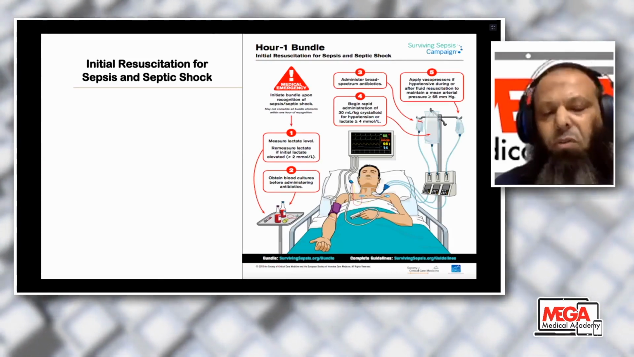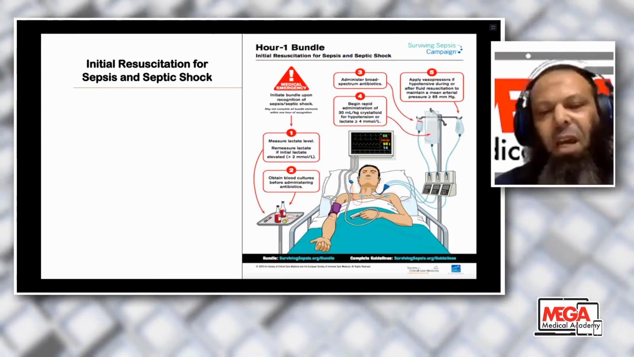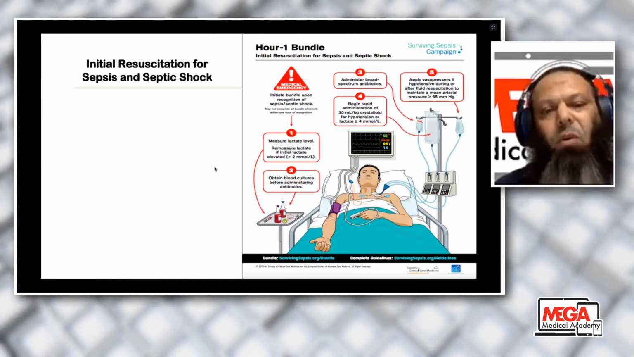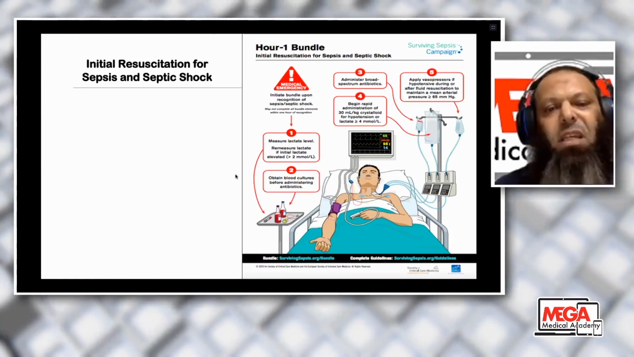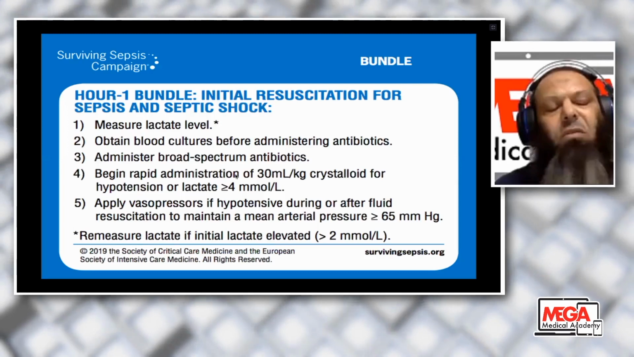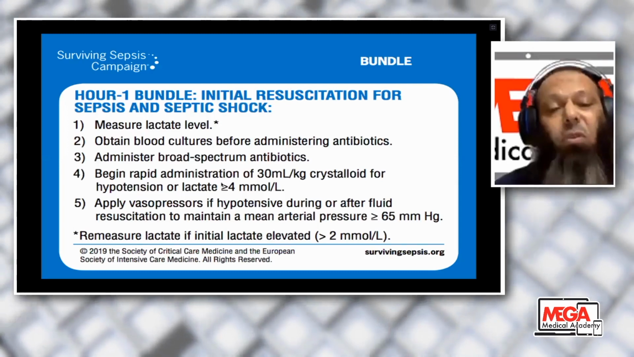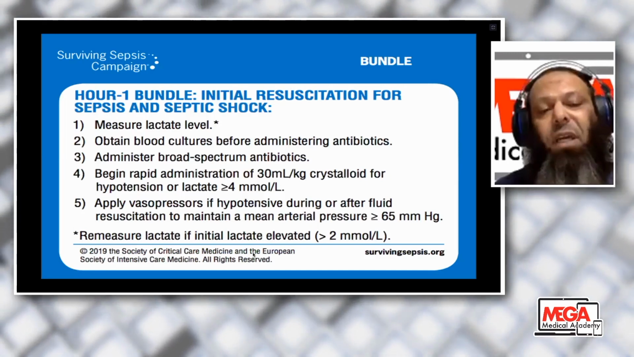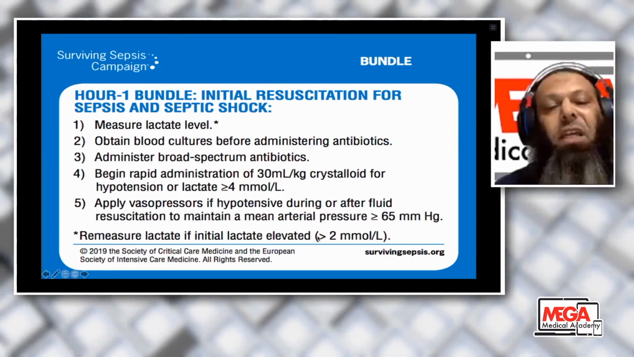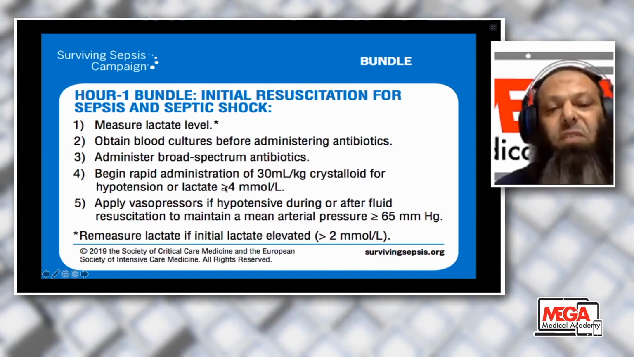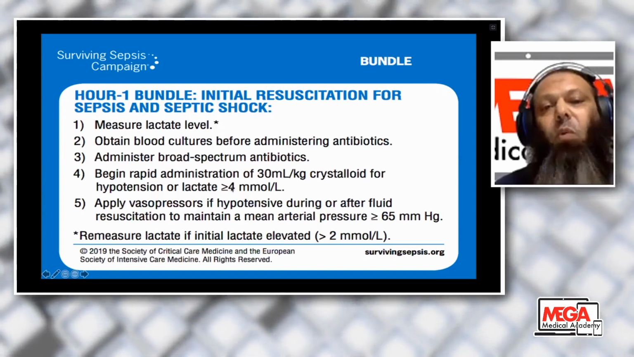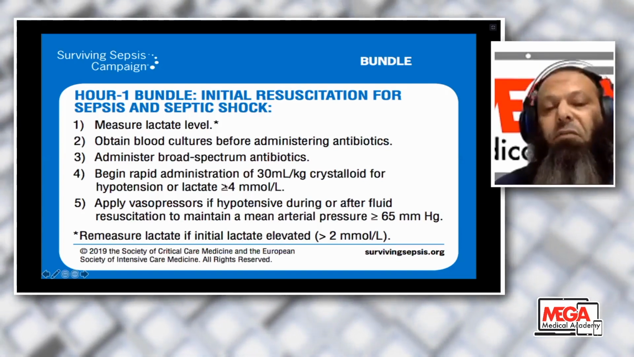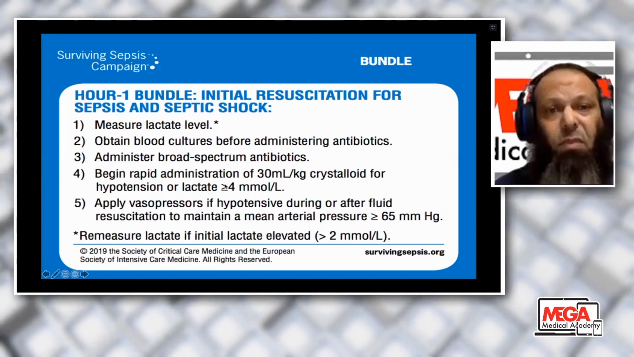This is the components. I will not go through them also. Just a quick reminder, someone among the attendees was asking about the critical lactate level: is the lactate more than or equal to 4? So this is your target, and you remeasure if the initial lactate was more than 2. But for the 1 hour bundle, your cutoff is more than or equal to 4.